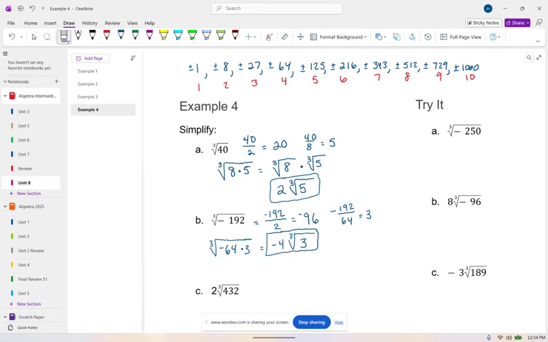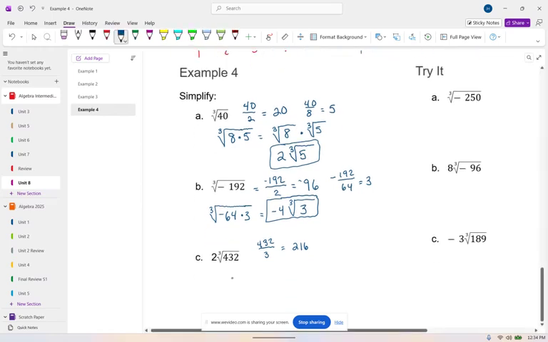Great. And then we have 432. If I divide 432 by 3, I end up with 216. That tells me I'm going to start at 216. 216 is one of my perfect cubes, and so this is going to allow me to break this down. I've got a coefficient here, so I'm going to put that 2 out in front. Cube root of 216 times 2.